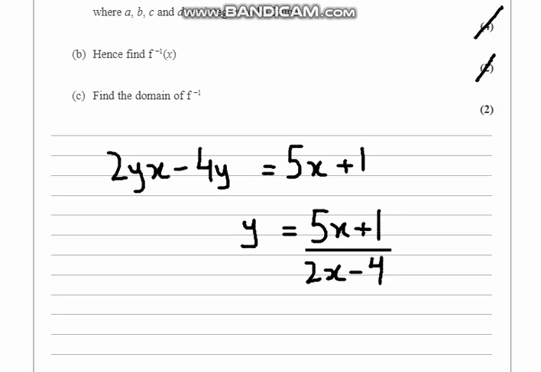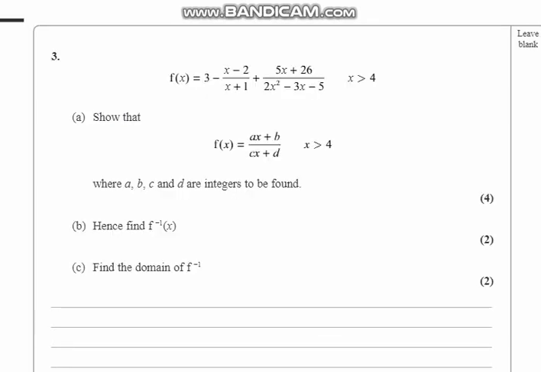So the C part is: find the domain of f inverse. Okay, just let me clean this out. To find the domain of f inverse, we should know the range of f of x. So the domain of f inverse equals the range of f of x. If you have studied your functions in P3, you will be familiar with it: the range of f is the domain of f inverse, so they're opposites of each other.